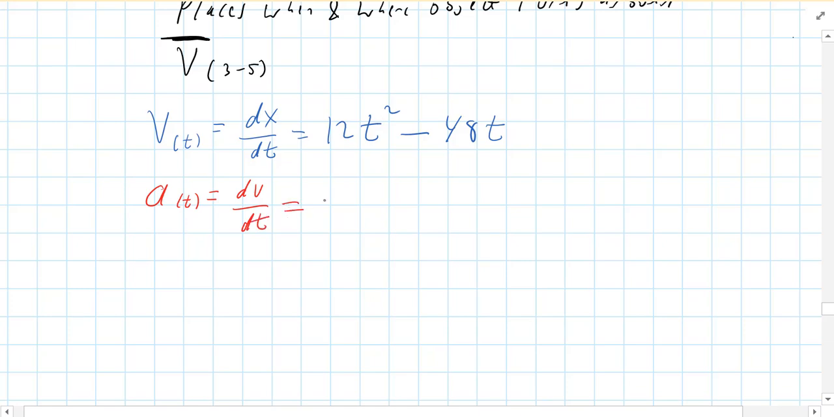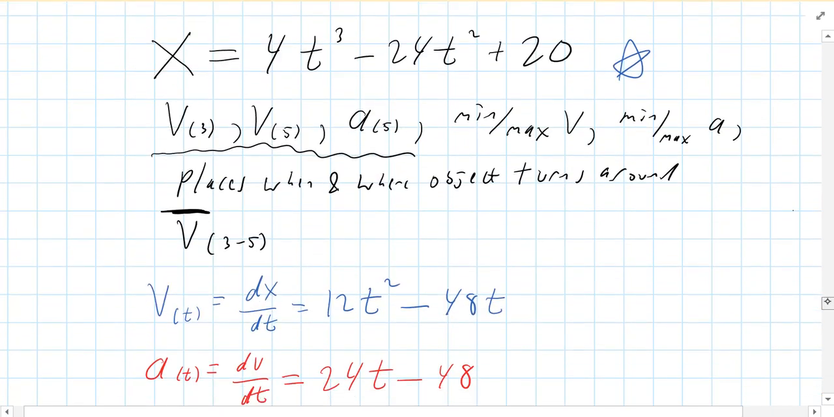So 12t squared becomes 24t, and then minus 48t, which is 48t to the first. That becomes 48t to the 0, or just plain old 48. So now we know our velocity and acceleration as functions of time. Okay. Now we can start answering all these questions.